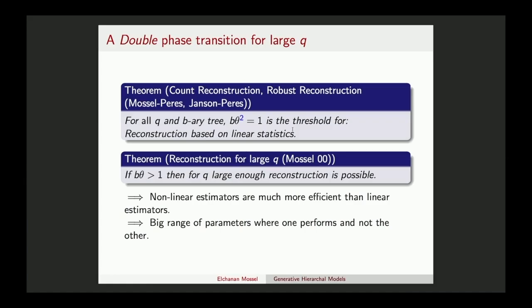So what's the conclusion of this picture? The conclusion is that for this very simple model, which is just on a tree, where I didn't have to write any complicated Hamiltonian, I just copy this probability and so on and so forth, there is something interesting going on: non-linear estimators are doing something much better than linear estimators.